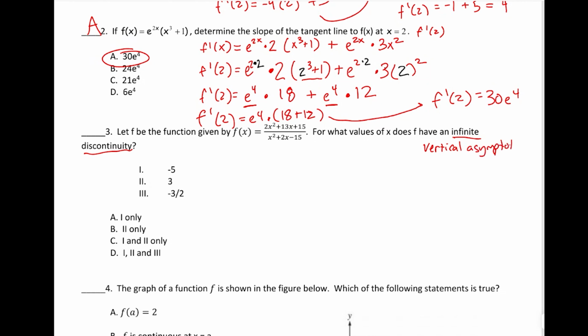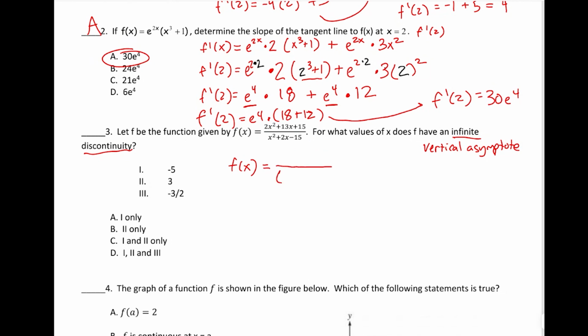And this happens if you have a value that makes the denominator 0, but does not make the numerator 0. If you have an x value that makes both of those 0, then you have a removable discontinuity or a hole. But for these infinite discontinuities, we need to find a value that makes the denominator 0 but not the top. So the easiest way to do this is to go ahead and factor both the numerator and the denominator.